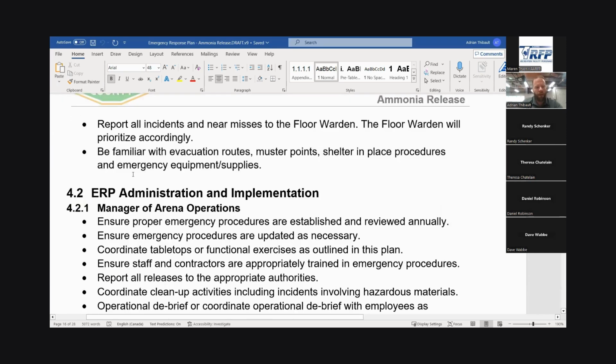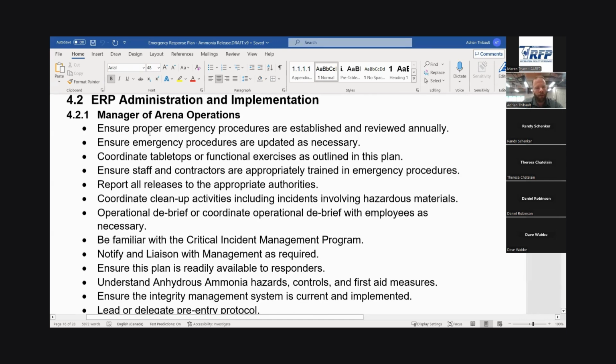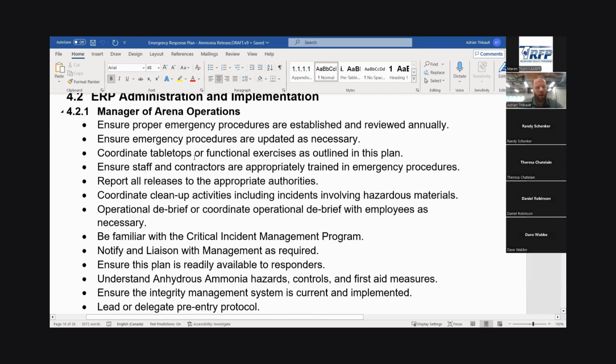So as far as administration and implementation, the manager has all of his responsibilities. Like I said, there was the ERP, the actual emergency, and then there's a document for administration, what their responsibilities are for that.